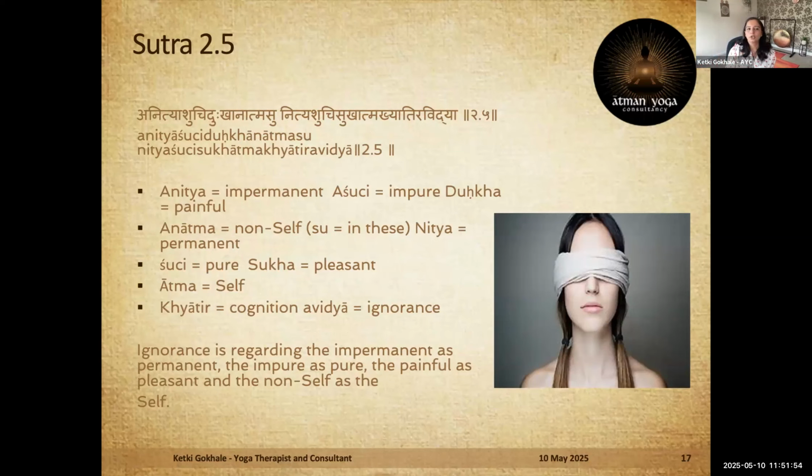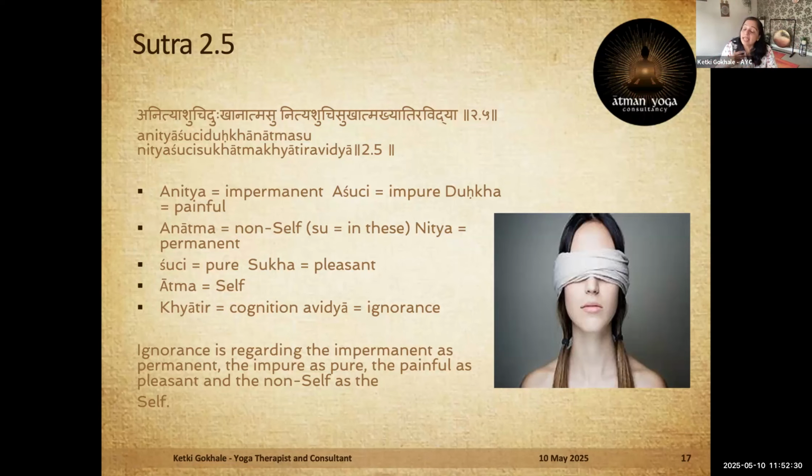Anitya, ashuchi, dukkha, anatmasu nitya, shuchi, sukha, atma khyatir avidya. So what is avidya? Whatever is anitya, impermanent, we take it as permanent. We act like this life is permanent. This body is permanent. Correct? So I'm taking whatever is impermanent to be permanent.